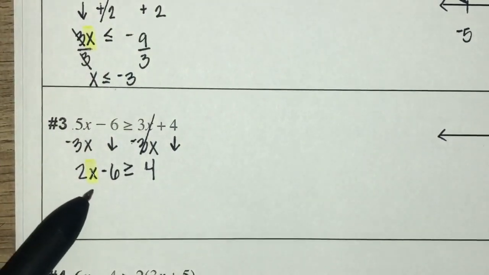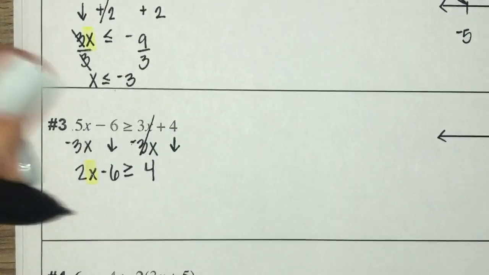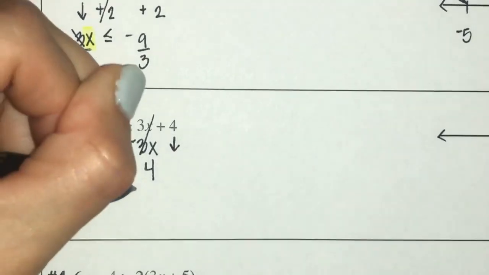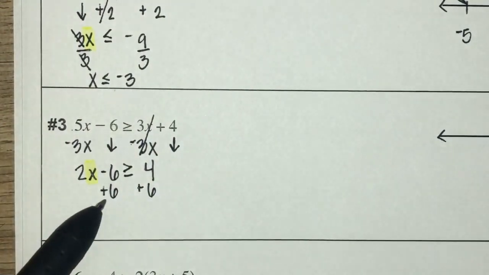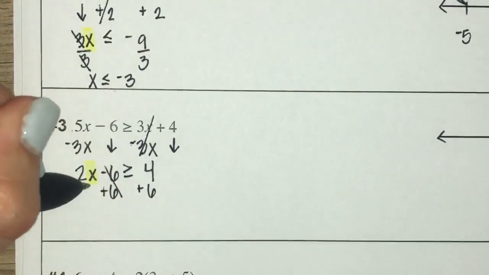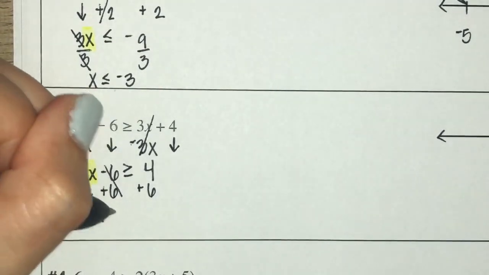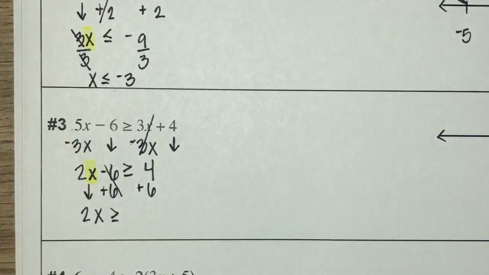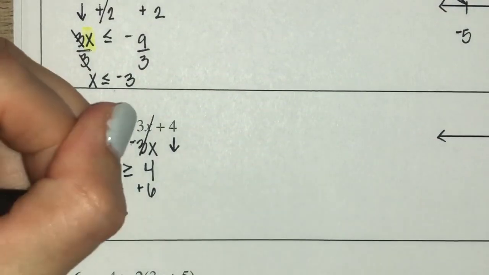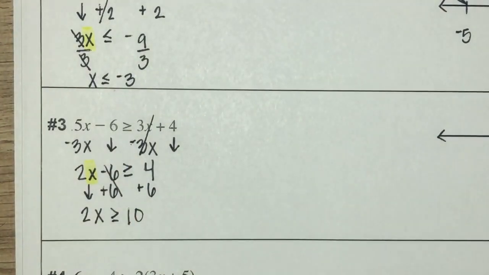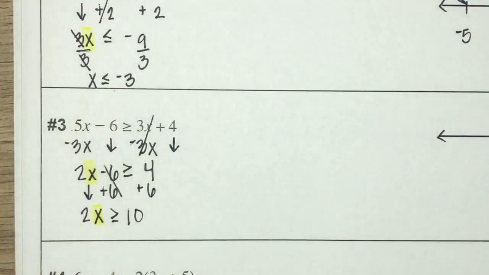So I have 2 being multiplied by x, I have 6 being subtracted from it. So I'm going to undo that subtraction first. I'm going to move it over. So negative 6 and positive 6, those undo each other. You can bring down the 2x, bring down the inequality symbol, don't need to flip it because we just added a number. And then 4 plus 6 is 10. So now we have 2 times x is greater than or equal to 10.